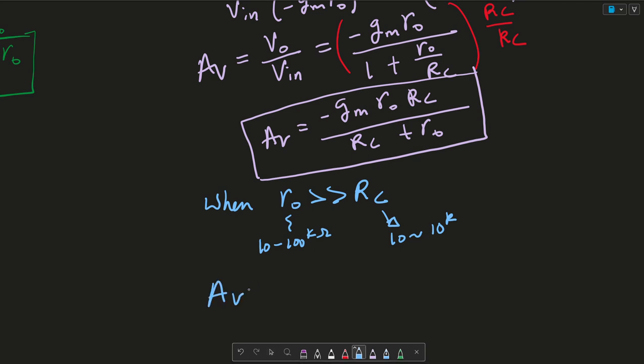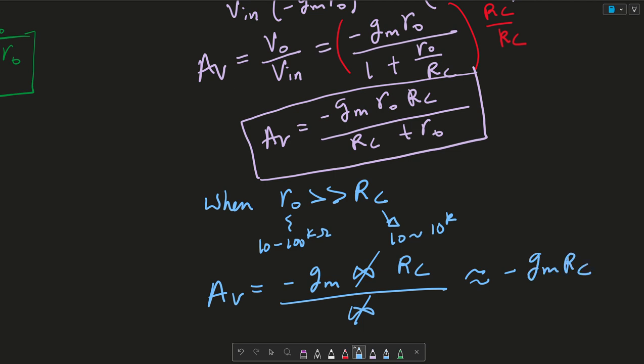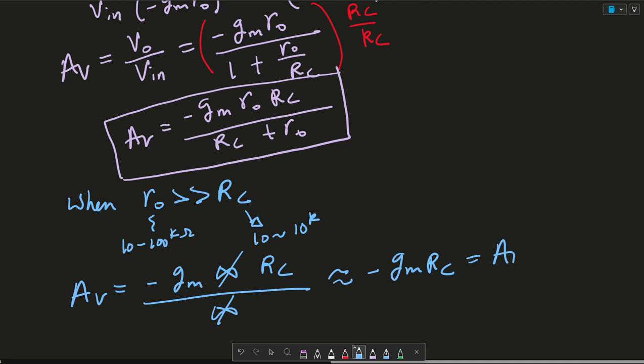So we can consider the AV to be minus GM. In the eyes of RC, RO is infinity, times RC over RC plus infinity. Infinity plus RC just becomes infinity, and we cancel these out. So this is approximately minus GM RC, which is my AV gain.